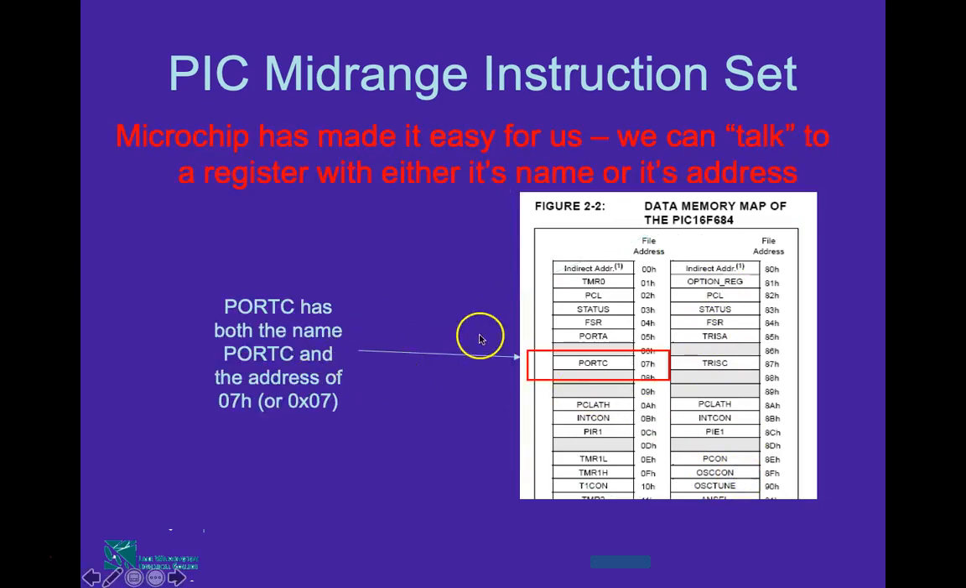So let's say Microchip has made it easy for us. We can talk to the register with either its name or its address. So for example, port C. This is the name of the register, and 07H is the address. You can use either the address of this particular register, or you can use the name of this register in your program. So port C has both: Port C is the name and the address is 07H. It's in hexadecimal.